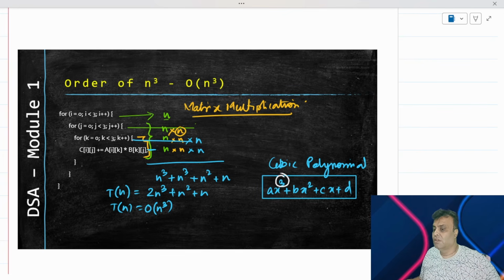So that is what we mean by order of cubic polynomial, this is where the order of 3 or n cube is actually coming up. Degree 3 and order of n cube is actually coming out of this.